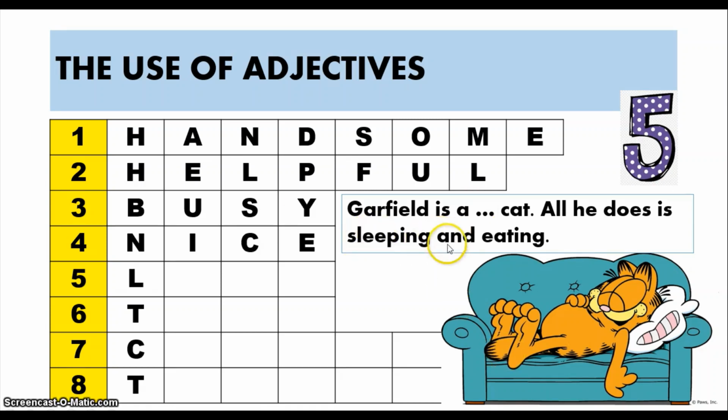The number 5. So Garfield is a blah blah blah blah cat. All he does is sleeping and eating. Okay, the adjective will start with the letter L. You must know the answer, right? Good, it's lazy. So Garfield is a lazy cat.